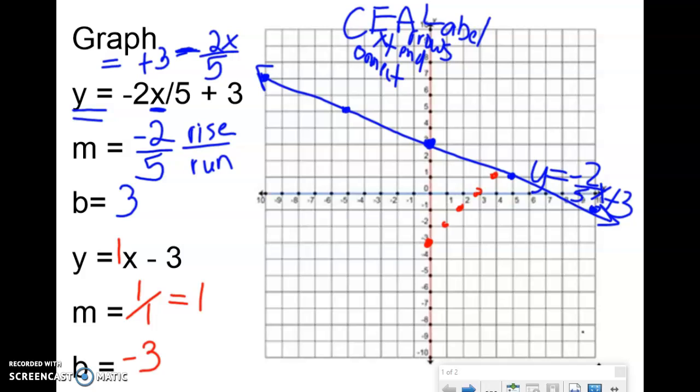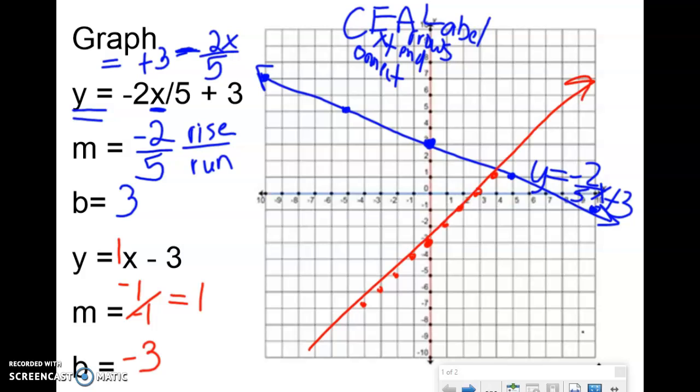Now if I didn't want to go up and to the right, I could go down and to the left, down and left, making 2 negative moves. 2 negative moves, when you have a negative divided by a negative, would actually be a positive. So this slope is positive because it goes up as it goes to the right.